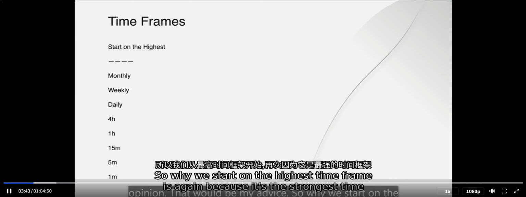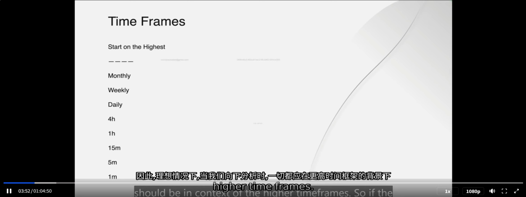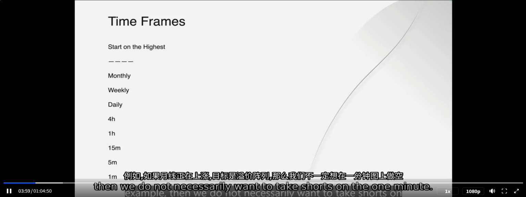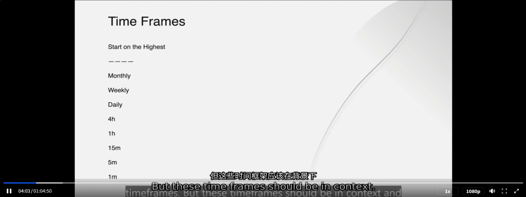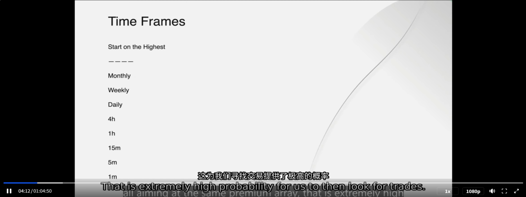So why we start on the highest time frame is again because it's the strongest time frame. So ideally, when we work our way down, everything should be in context of the higher time frames. So if the monthly is going higher, aiming for a premium array, for example, then we do not necessarily want to take shorts on the 1 minute, unless of course under very specific conditions. But these time frames should be in context. And when every time frame is in context of one another, they're all aiming at the same premium array. That is extremely high probability for us to then look for trades.